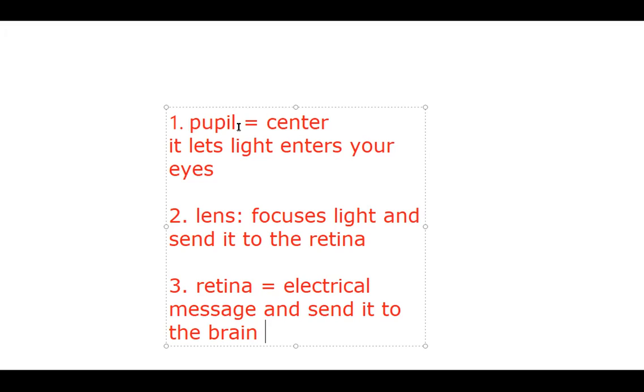So these are some parts of the eyes. Of course, your eyes are made up of other parts. Some of them protect the eye, and some have another function. But the main parts that work and let you see objects are the pupil, lens, and retina. These parts play an important role in seeing objects.